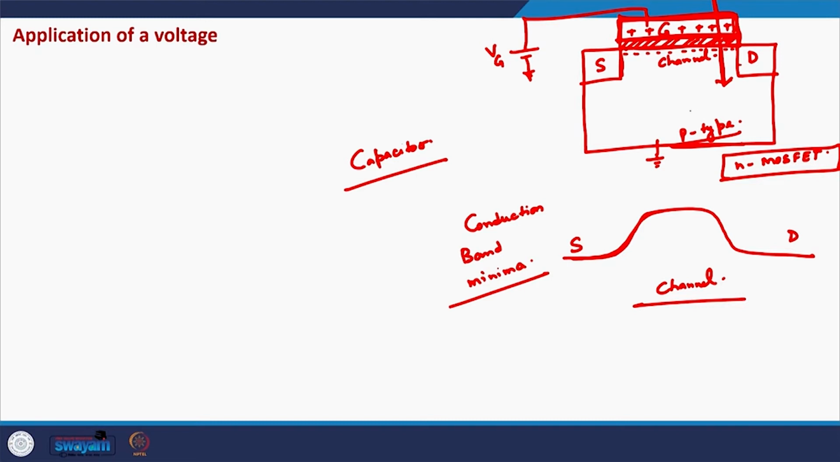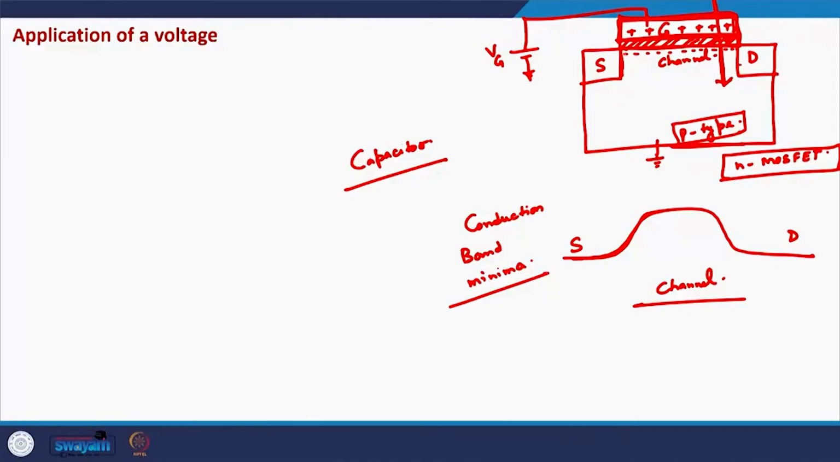Because of this effect of the positive voltage, initially there is a depletion of holes in this p-type substrate, and then there is an inversion layer in which a large number of electrons are available very close to the interface, and that inversion layer is known as the channel in the MOSFET, and that acts like the opposite plate of this capacitor. Okay.